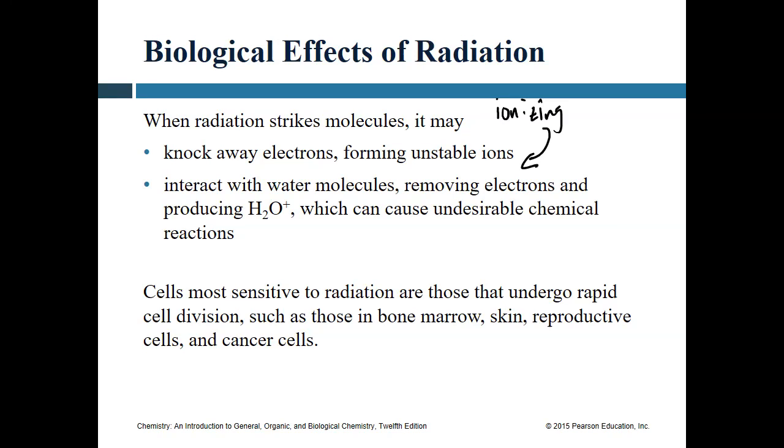And in the process of knocking around those electrons, we get the formation of these unstable ions. And if there's one thing that I can teach you about chemistry in general, it's that when something is unstable, it's going to do something to become more stable. So when your cells become unstable, they're going to go through some kind of process to get to a more stable state. Now, unfortunately for you, that usually means bad things in terms of your health.